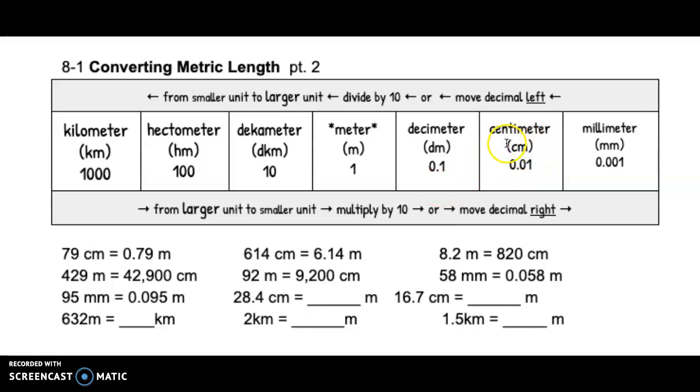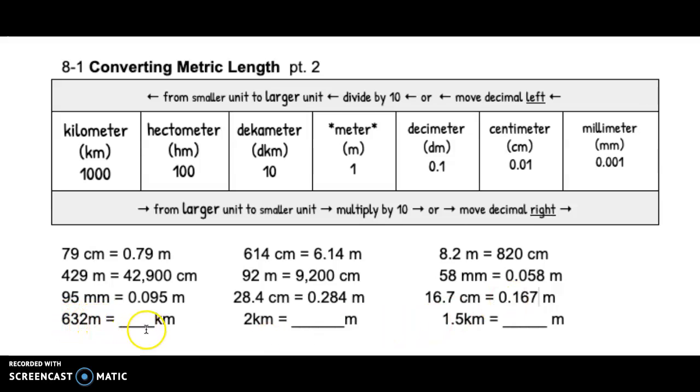28.4 centimeters, changing to meters. Centimeters to meters. Did you see how many hops that was? So it's 2. This decimal moves 2. So we would have 0.284. 16.7 centimeters to meters. 1, 2 hops. The decimal goes 2 spots. 0.167 meters. 167 hundredths of a meter.